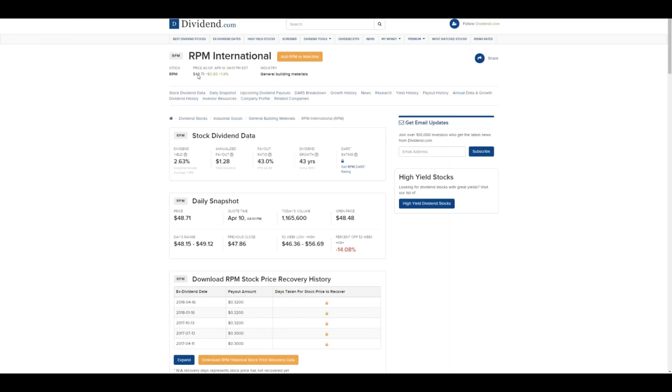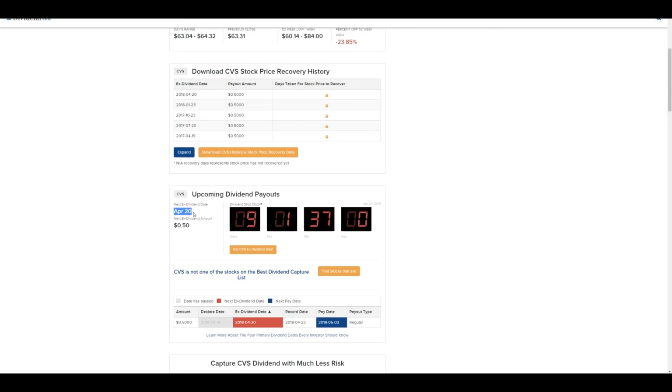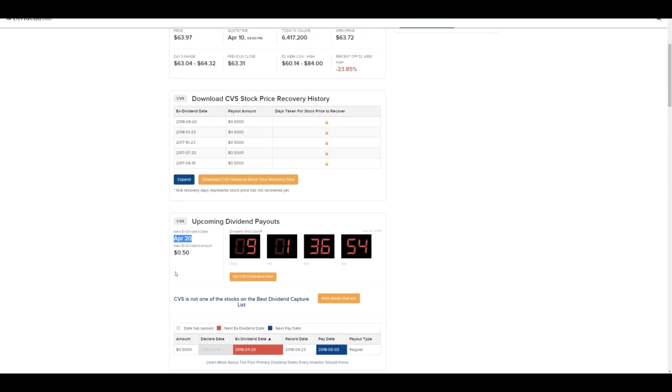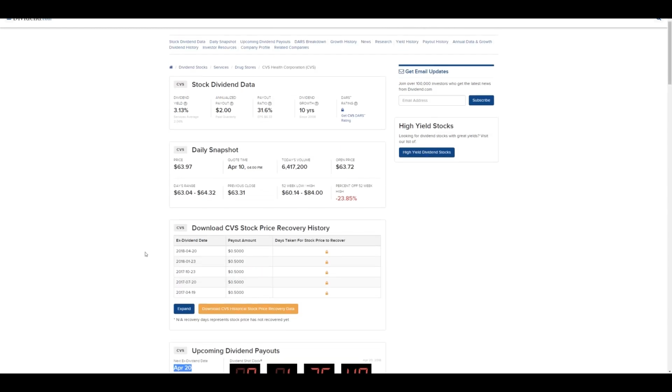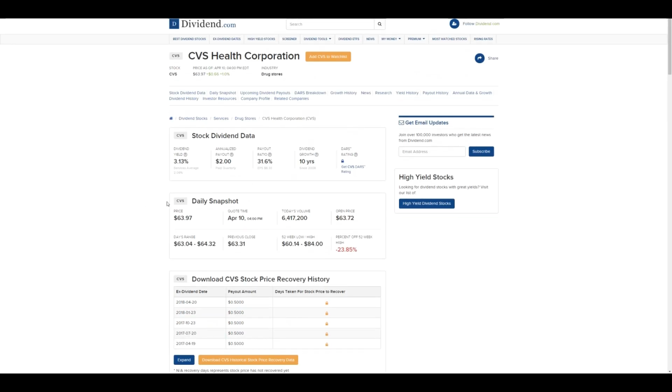Okay, so number one is RPM International, followed right behind by CVS Health Corporation with 10 years of consistent dividend growth, very nice payout ratio. Their ex-dividend is on April 20th, which is next Friday. So you could actually buy the stock on Thursday and hold it until the ex-dividend date, which is Friday, and sell it off. If you're able to get a capital appreciation on that sell, then you capture the dividend as well, plus you make that capital appreciation short term. So 10 years of growth, very nice healthy payout ratio.